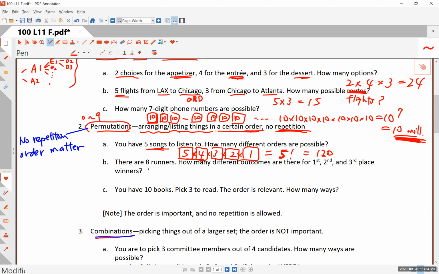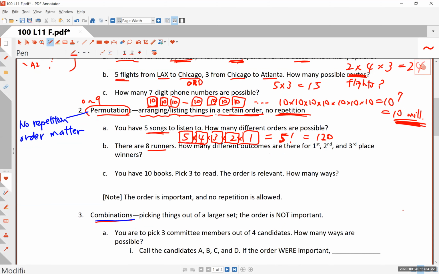All right, the second question under permutations is, let's say you have 8 runners in the heat. A heat is when they run to see who will go into the finals. How many different outcomes are there for the first, second, and third place winners? Notice that in the first problem, you multiplied all of these, 5, 4, 3, 2, 1, all the way down to 1. This time, you are only choosing 3 winners, the first, second, and third.